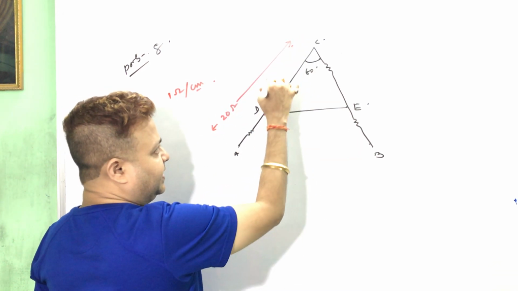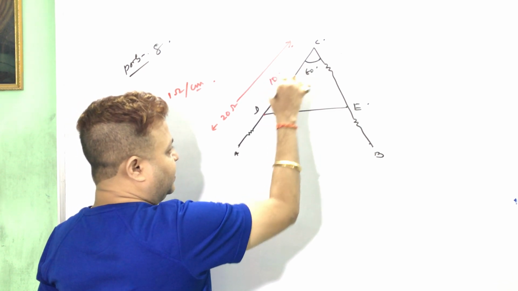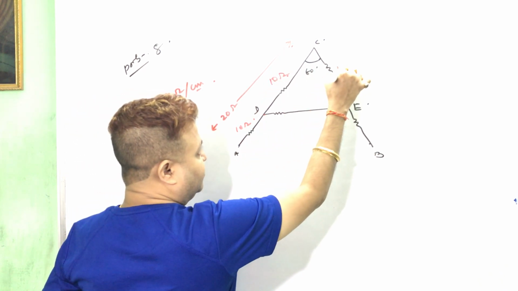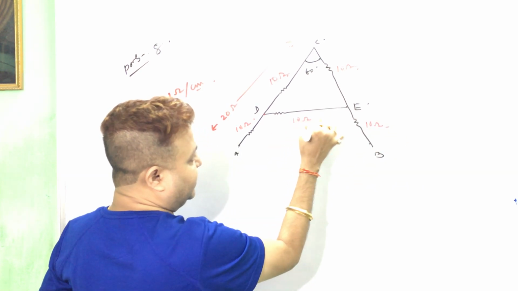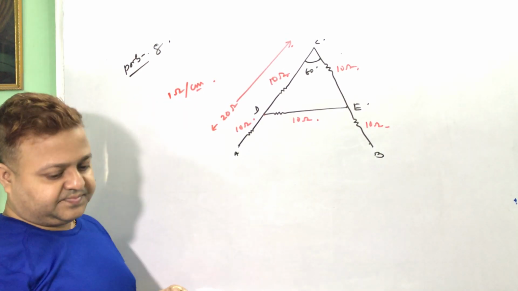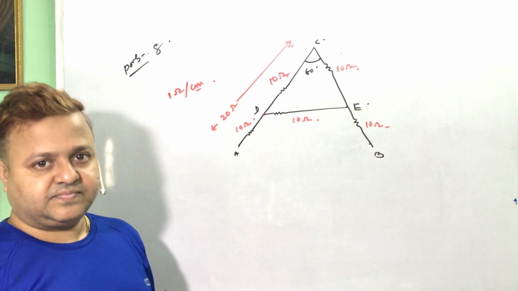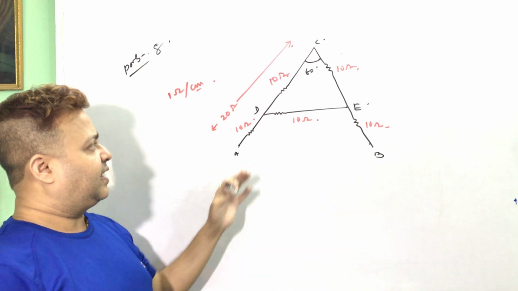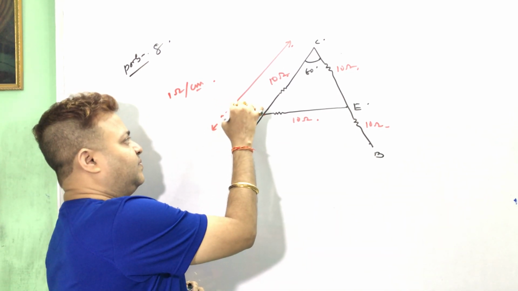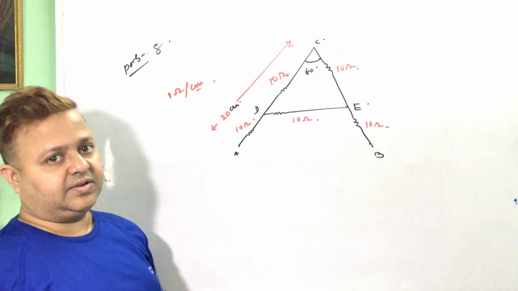But the middle portion is connected. This is 10 ohm and this is 10 ohm. This is also 10 ohm and this is also 10 ohm. The 10 centimeter wire connected at the middle part is 10 ohm. We have to find the equivalent resistance across the two ends.